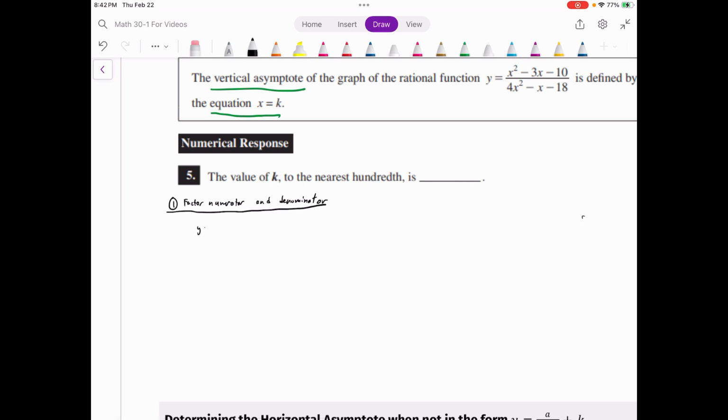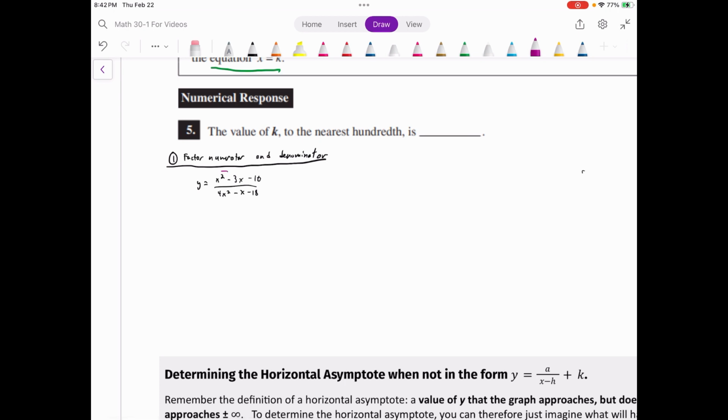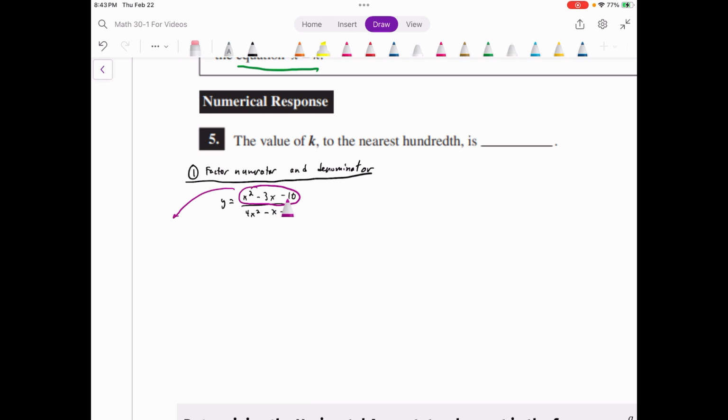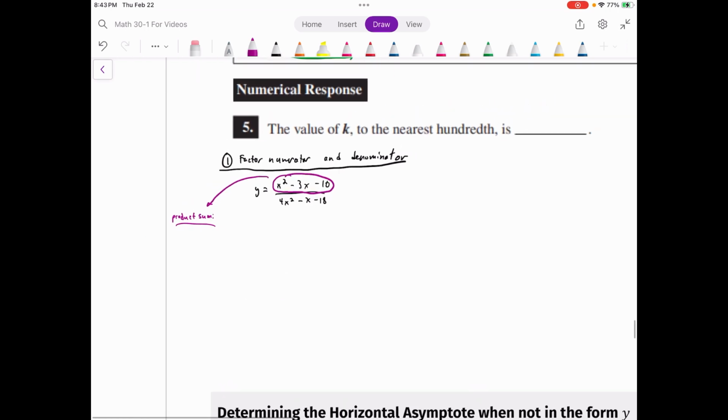We've got y equals x squared minus 3x minus 10 over 4x squared minus x minus 18. So let's just focus in on them one at a time. We're going to factor this thing, and then we're going to factor this thing. Let me do the numerator first. The numerator looks a little bit easier because that's an a value of 1. It's a regular trinomial with a leading coefficient of 1. So I can just use product sum, meaning that I just need to think of two numbers that multiply to the constant, the c term, so negative 10, and add to the x term, so negative 3. Multiplies to negative 10, adds to negative 3. How about negative 5 and positive 2? That would work. Negative 5 times 2 is negative 10. Negative 5 plus 2 is negative 3.